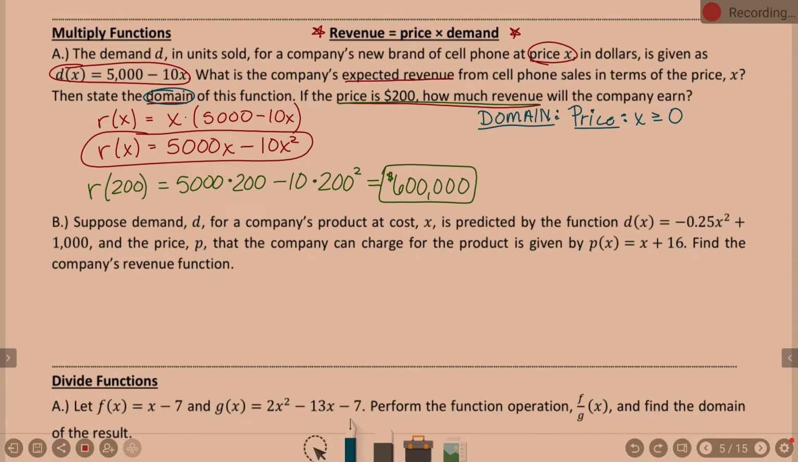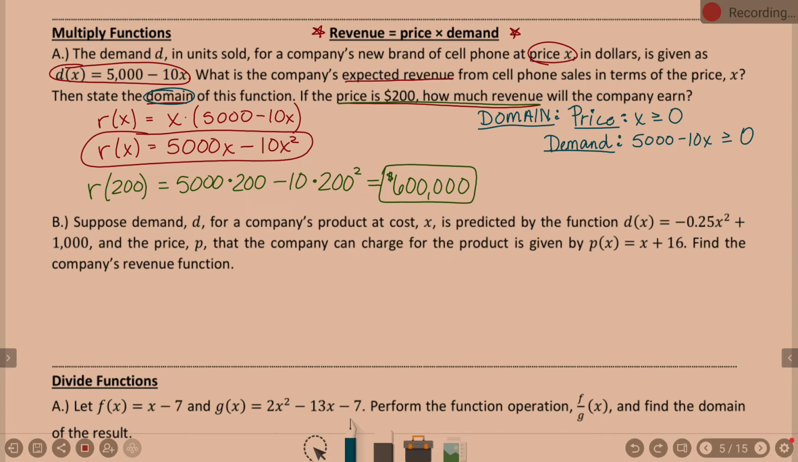Can we have a negative demand? Doesn't really make sense, does it? Okay. And so for that purpose, we also need to consider the fact that the demand needs to be positive. Now, what was our demand? Our demand was 5,000 minus 10x, and that needs to be positive. Now, when I'm saying positive, I'm saying greater than or equal to 0.